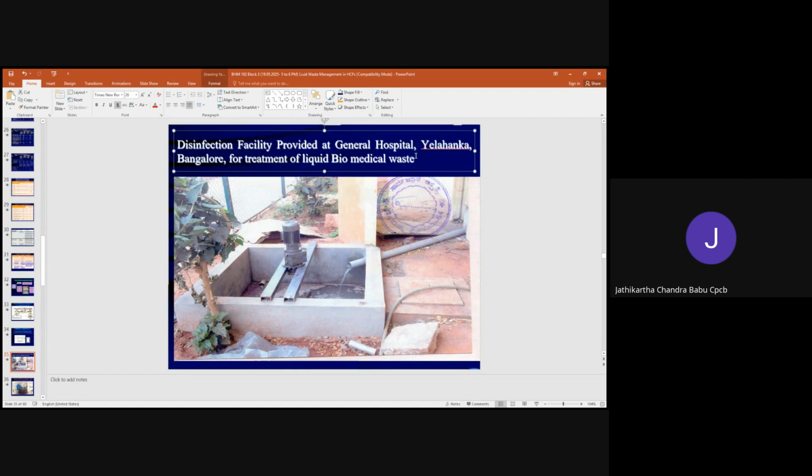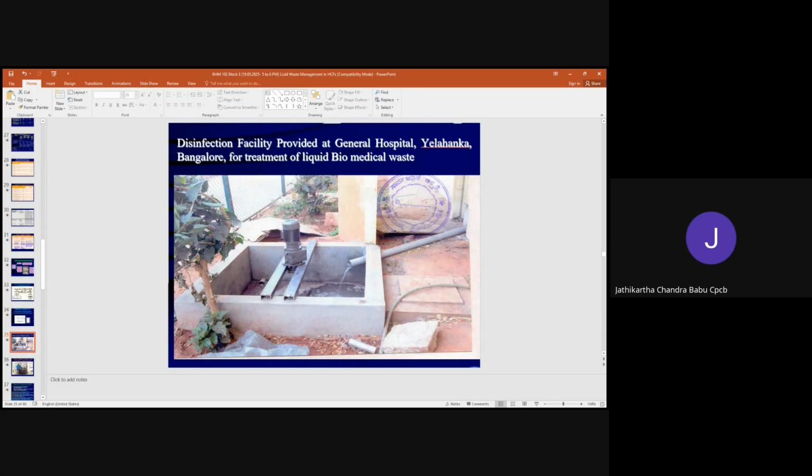Here the wastewater generated is collected, all of it. Then you use hypochlorite solution. It is mixed thoroughly. Retention time is maintained for 20 minutes minimum. Then the wastewater is discharged. This method can be adopted by some non-bedded hospitals before discharging liquid waste.